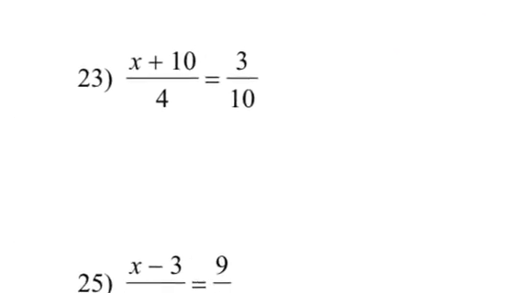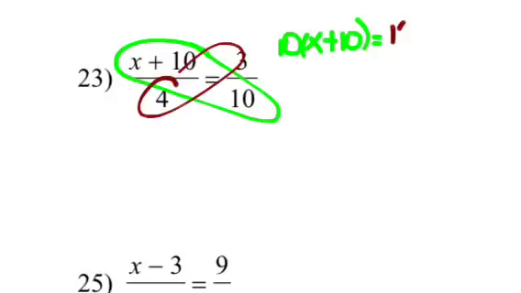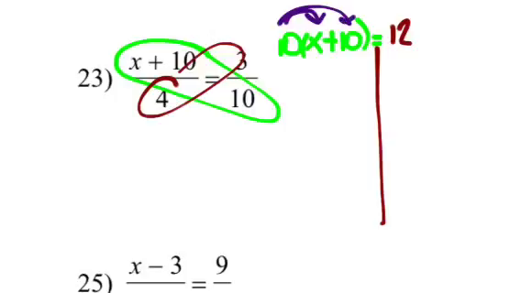We're going to do one more together, that way you're set to go. We do this the exact same way. We cross multiply, so I'm going to have 10 times that entire quantity of x plus 10, and then I'm going to do 4 times 3 is 12. Drop my line. Distribute. 10 times x is 10x. 10 times 10 is 100.